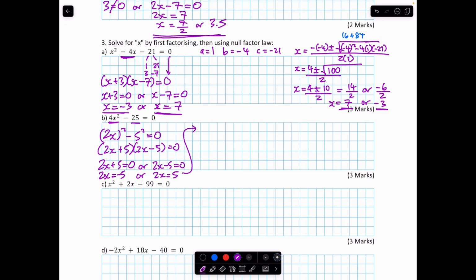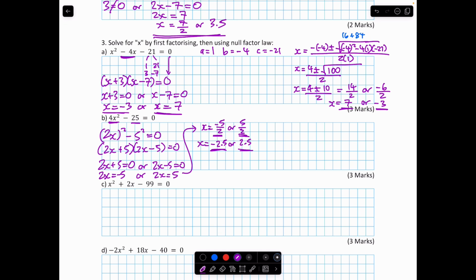Continue the working out there. X is equal to negative 5 on 2, or 5 on 2. So x is equal to negative 2.5, or 2.5. I could accept the fractions as well.